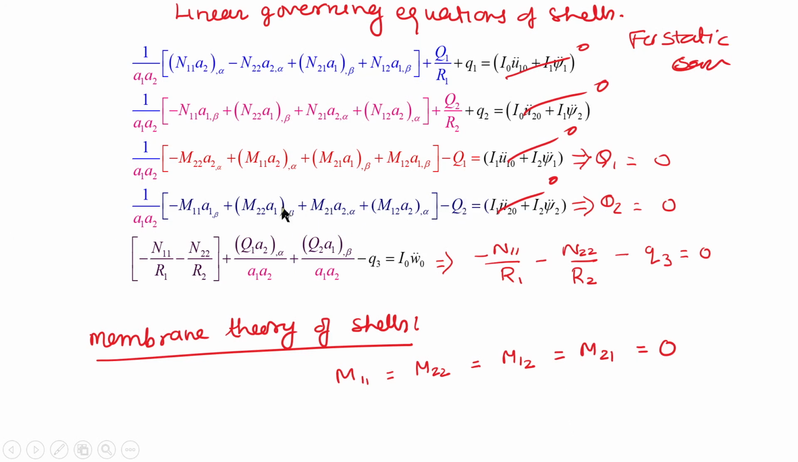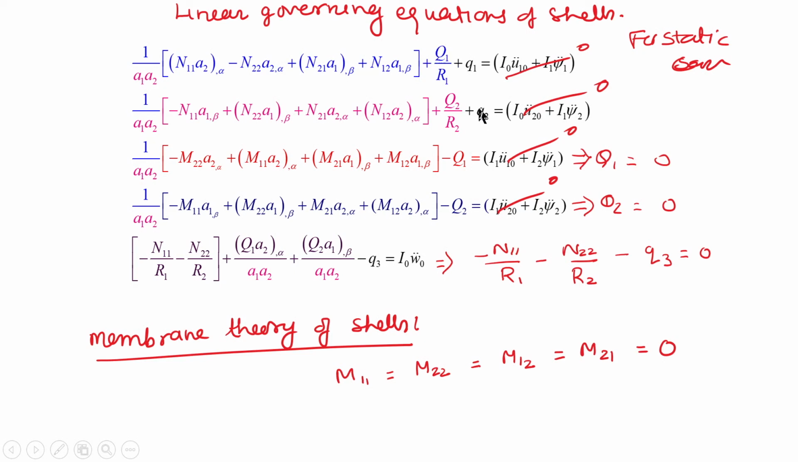So, in equations 3 and 4, if you put all the bending terms equal to 0, then Q1 becomes 0, and here also Q2 becomes 0. So equations 3 and 4 become identically 0, and from that Q1 and Q2 give 0. Then using this in the 5th equation gives only N11 upon R1 minus N22 upon R2 minus Q3 equal to 0, the third equation.